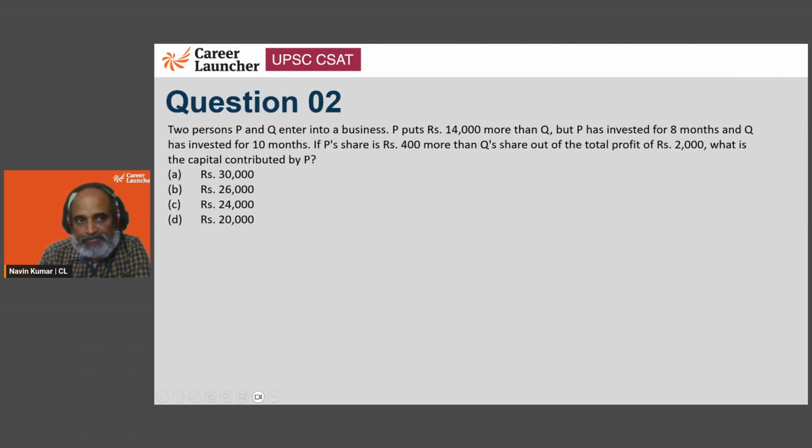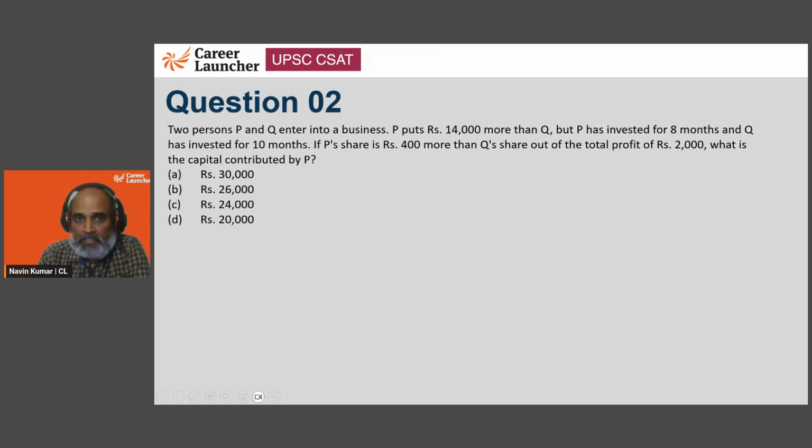Okay, next. Two persons, P and Q, enter into business. P puts rupees 14,000 more than Q, but P has invested for 8 months and Q has invested for 10 months. If P's share is rupees 400 more than Q's share out of the total profit of rupees 2,000, what is the capital contributed by P?